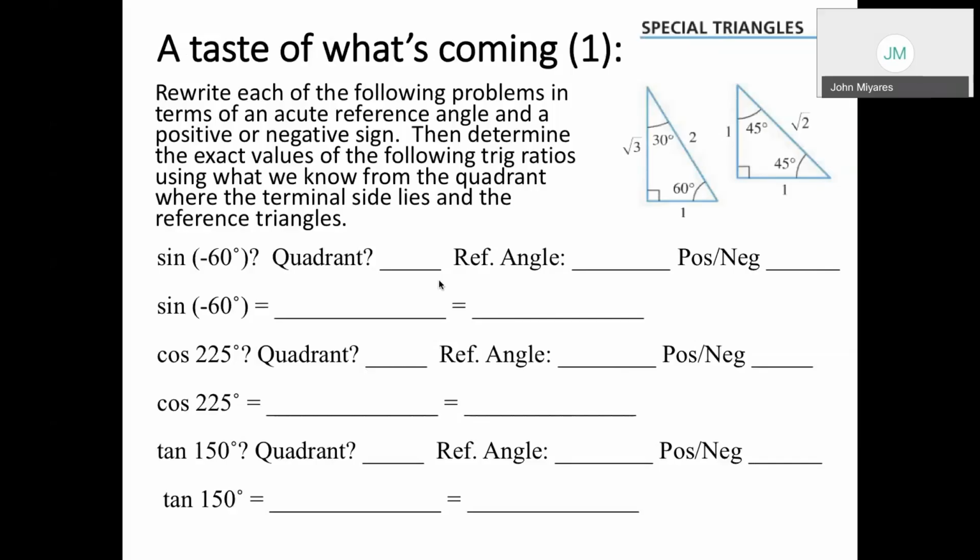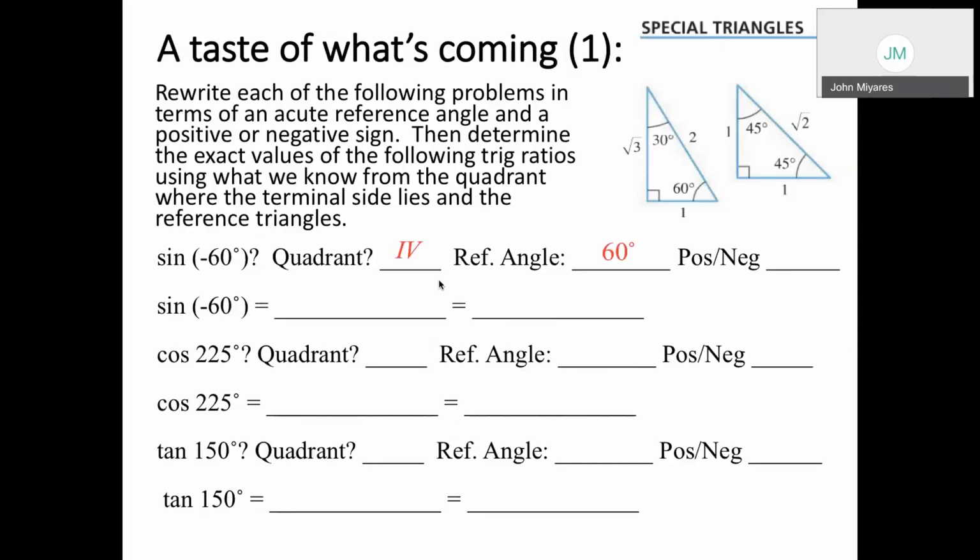We want to first figure out what quadrant each of these angles lies in, then figure out what the reference angle should be. Then we must decide, based on the quadrant and which trig ratio we're working with, whether the value associated will be negative or positive. Then we're going to rewrite the expression and evaluate it based on our reference triangles above. So, negative 60 degrees lies in quadrant 4. Negative 60 degrees is 60 degrees below the x-axis in quadrant 4, so it will have a reference angle of 60 degrees.